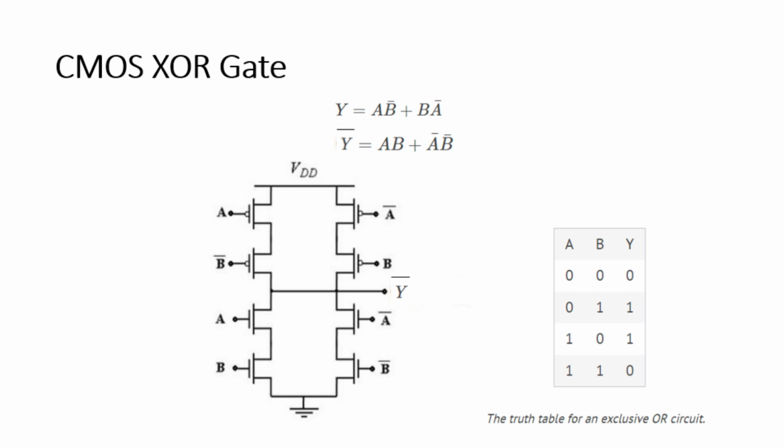Now let's look at the truth table of an exclusive OR gate. It generates an output of 0 when both of its inputs are the same, and it generates an output of 1 when both of its inputs are different. Now let's try to build this circuit.